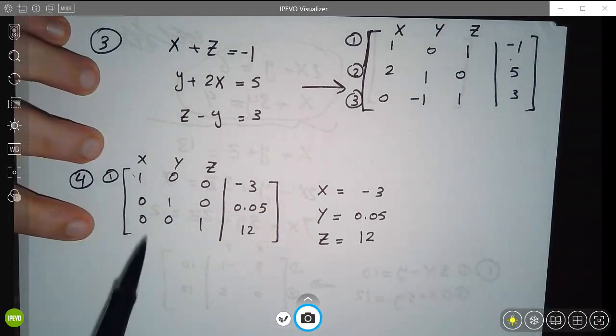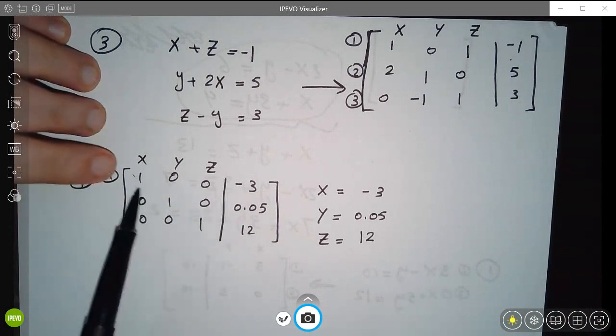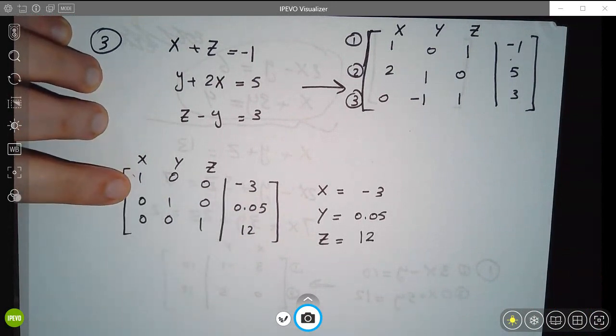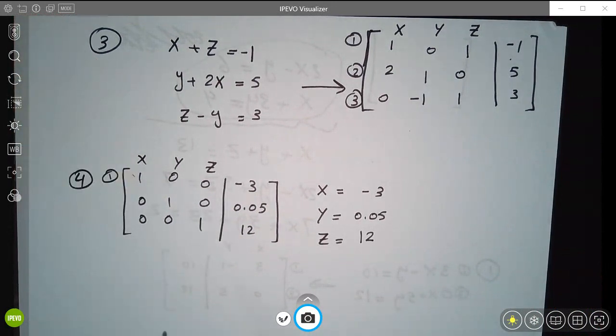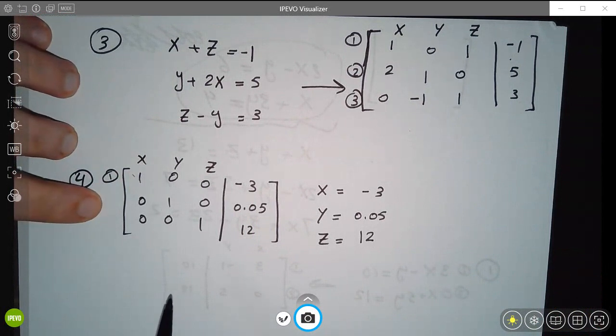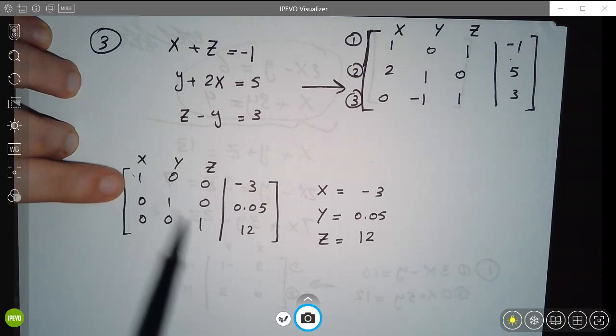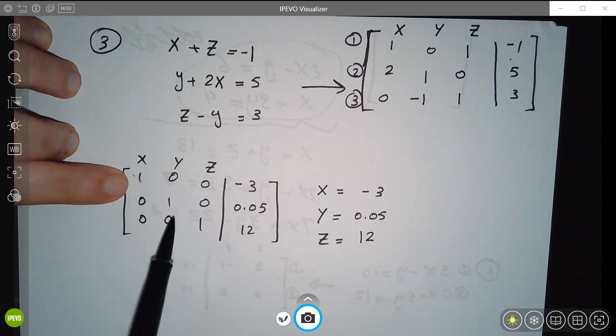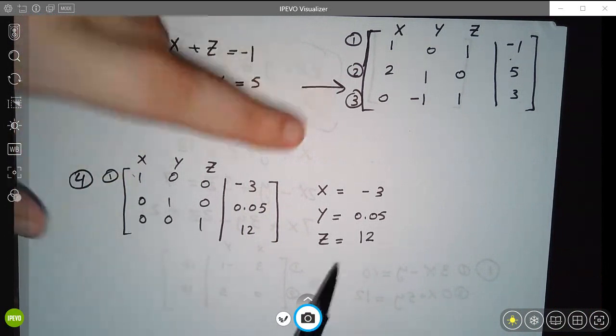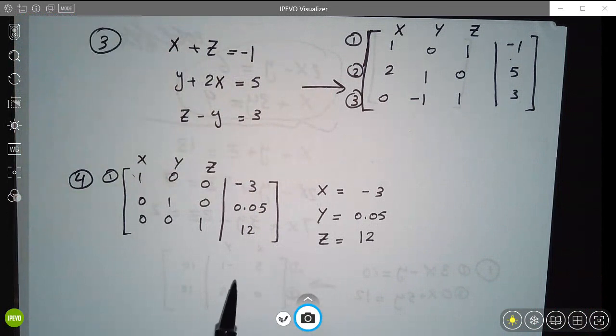Now, notice how each row has only one variable left in it. That's your ultimate goal. I didn't multiply anything now. You want to get to this point, because once you get to this point, you solved it. You know what x and y and z are.